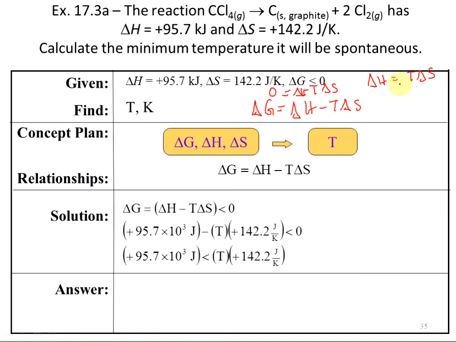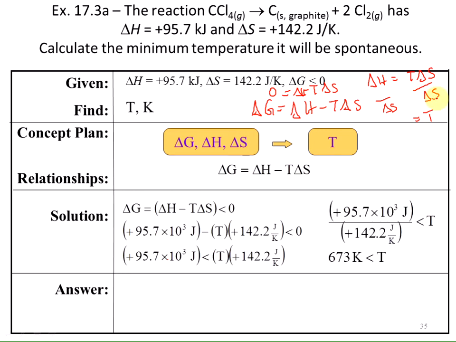So when I solve for my temperature, I divide both sides by the delta S. So delta H divided by the delta S will give me the temperature at which delta G equals 0. So I know that the temperature has to be greater to make the delta G negative. So when I plug in my values to find my T, my delta H over my delta S, I get 673 Kelvin. So the temperature has to be larger than 673 for that reaction to become spontaneous, so that I have a negative delta G.